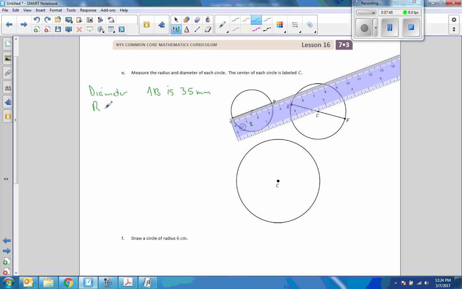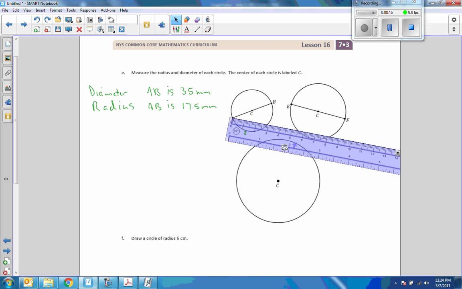The radius AB is, alright, so I'm not going to measure it. I don't have to. What do we know about the diameter? The diameter is twice the radius. The radius is half of the diameter, so half of 35 is 17.5 millimeters. Okay. Now we're going to measure the next one.